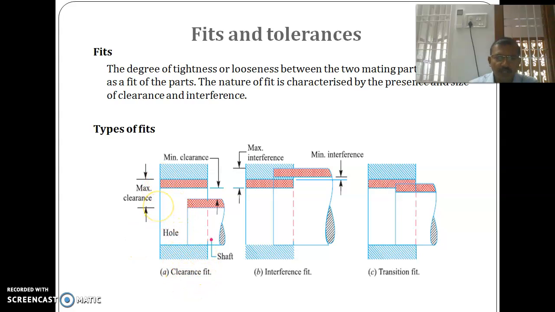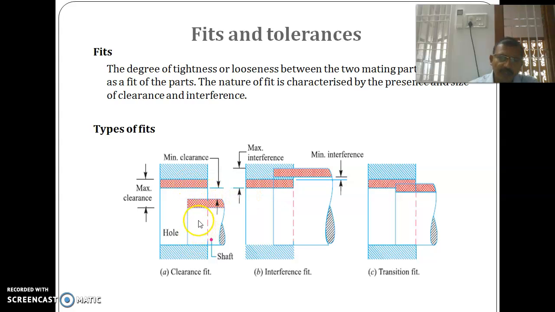Suppose we are making 1000 cylinders separately and 1000 shafts separately in a manufacturing system. All the holes, all the cylinders, should have a tolerance that is greater than the tolerance of the shaft. Then only there will be some clearance between the hole and the shaft. Otherwise, they will interfere with each other.